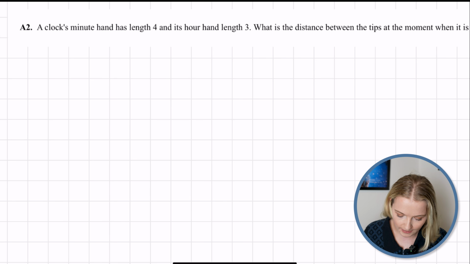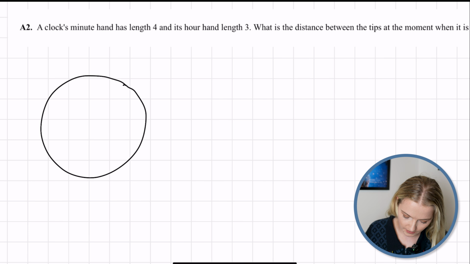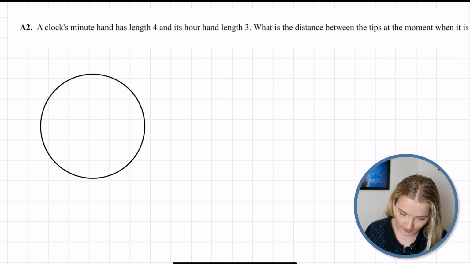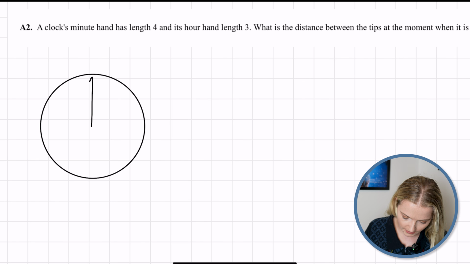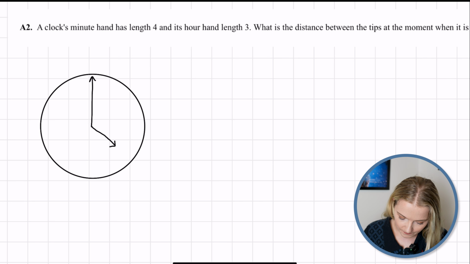As with any question, if we're going to be solving this, I like to draw what's going on, get a little bit of a diagram going. So we have a clock, and we have a minute hand, and then we've got an hour hand, and it's about 4 o'clock. We know that the clock's minute hand has length 4, so this would be 4 here, and we know that the hour hand has length 3, so that would be 3 here.